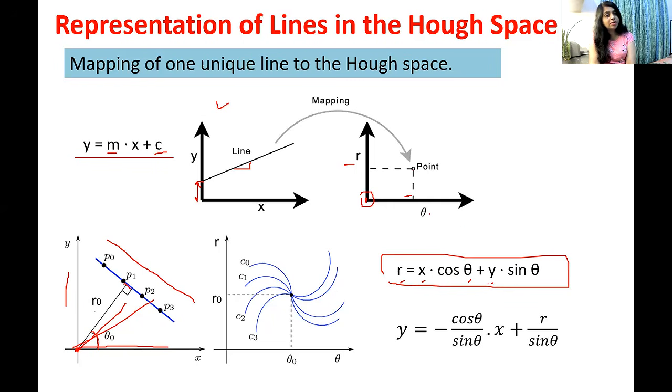If you want to convert this equation into the form of y equal to mx plus c, then you can keep y on one side and put all other parameters on the other side. So you will get y equal to minus cos theta upon sin theta into x plus r by sin theta, wherein you can now say that this is your m and this is your c.